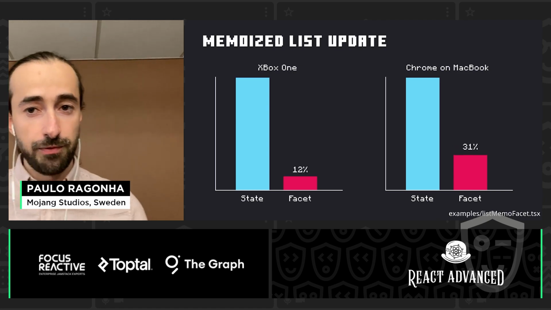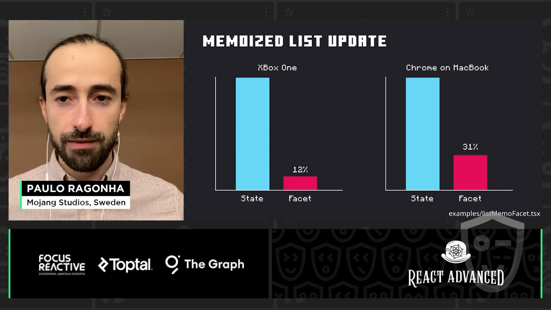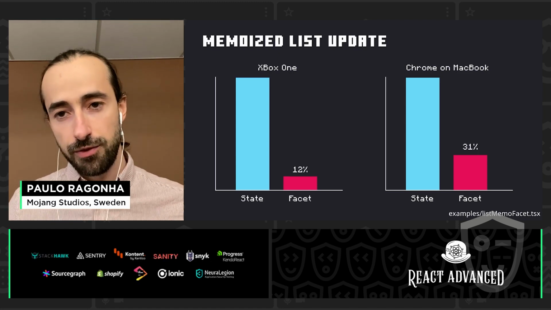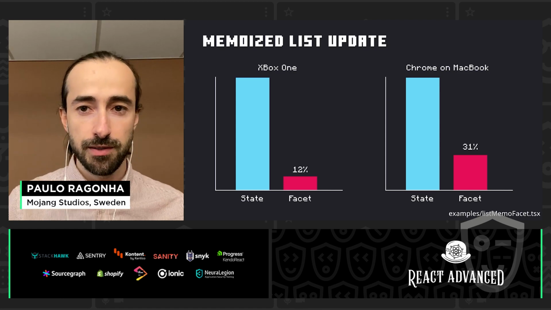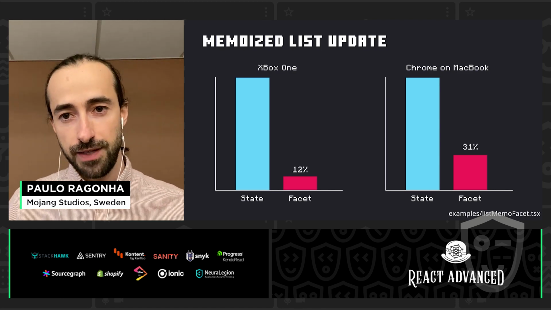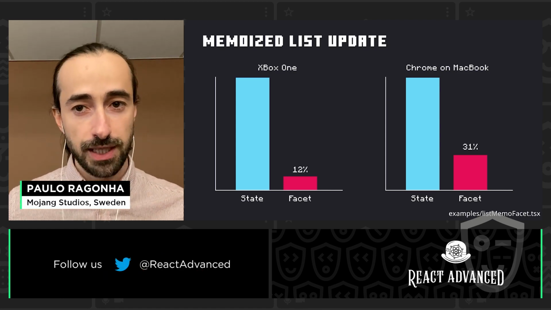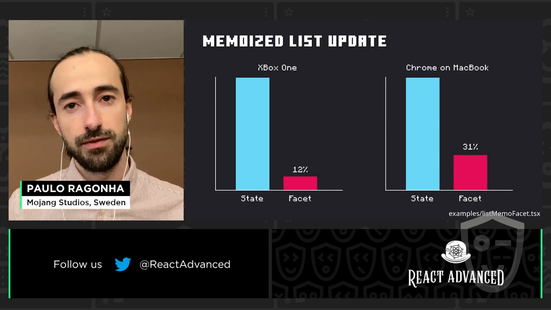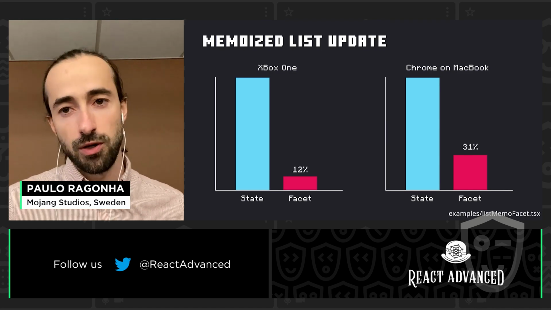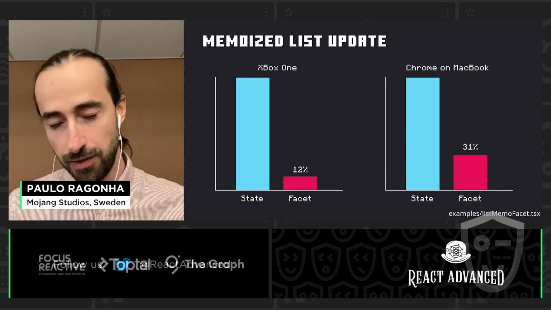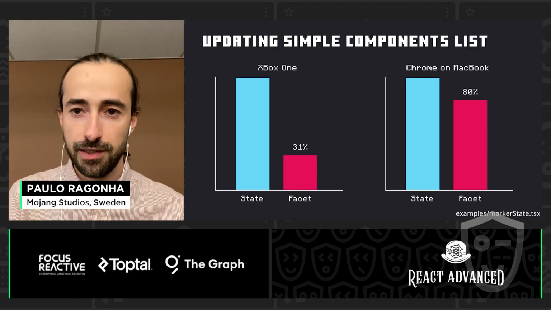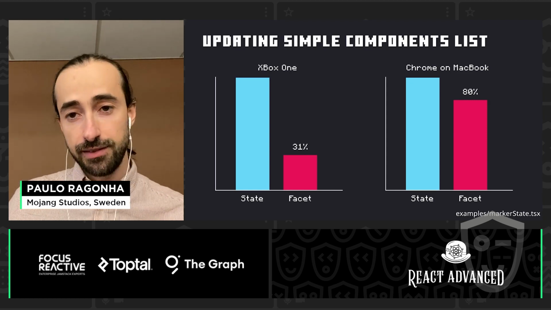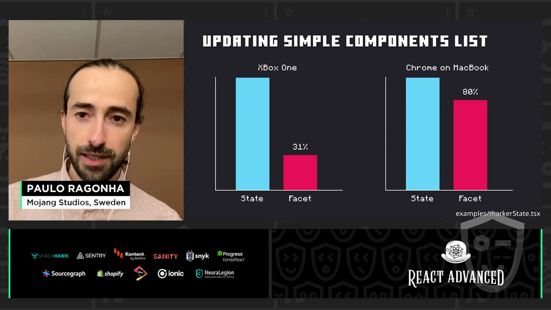Another scenario that's very interesting to look at is if you have a big list and you're rendering that through a bunch of components and you're memoizing it, so each component is memoized. When we look at the solution based on facets, on the Xbox the difference becomes massive, taking just 12% of the time. And on Chrome, it's about 30% of the time. This example is interesting because we have a big list, but all the items are being updated at once.